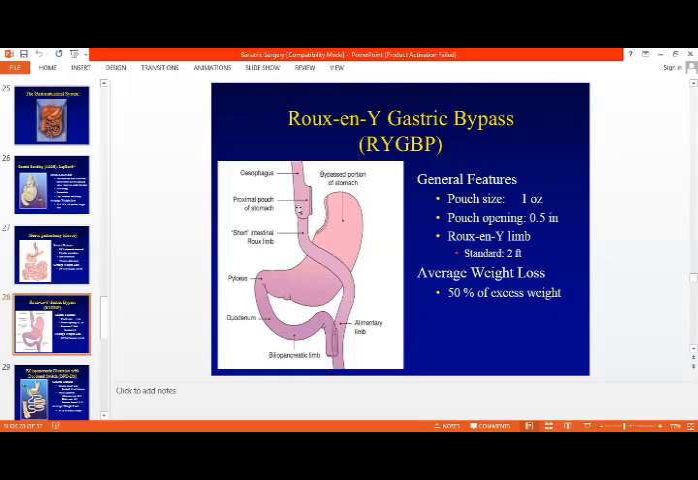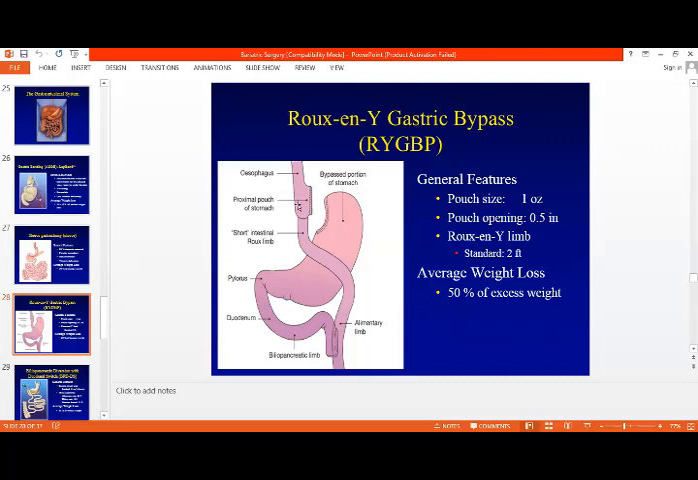This is called Roux-en-Y because it is like a Y shape. This is the common limb. This is one limb of the Y, and this is the second limb of the Y. And Roux is actually the name of the surgeon who first started it. It is a French surgeon.